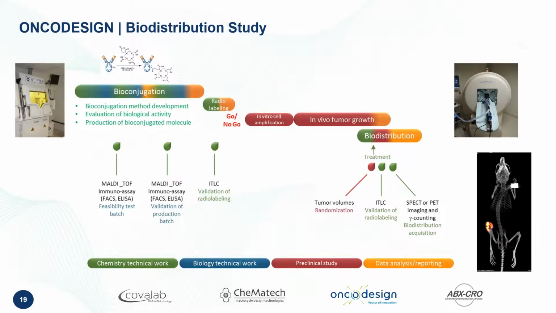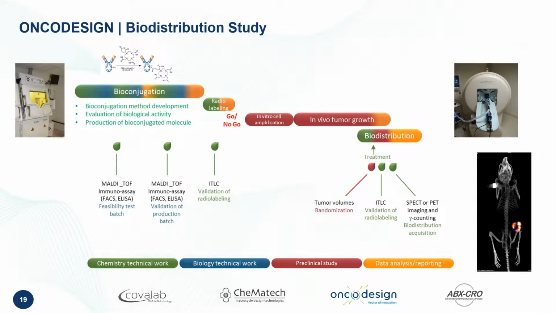Once you do the bioconjugation and you have your compound that is validated, then you need to do the radiolabeling, and it's kind of a go/no-go in your steps. And when everything is done, then you can really do a true biodistribution study. The biodistribution study is basically to select your models and to really define how much of your compound is going to the tumor or to your organ of interest, depending on your target expression.